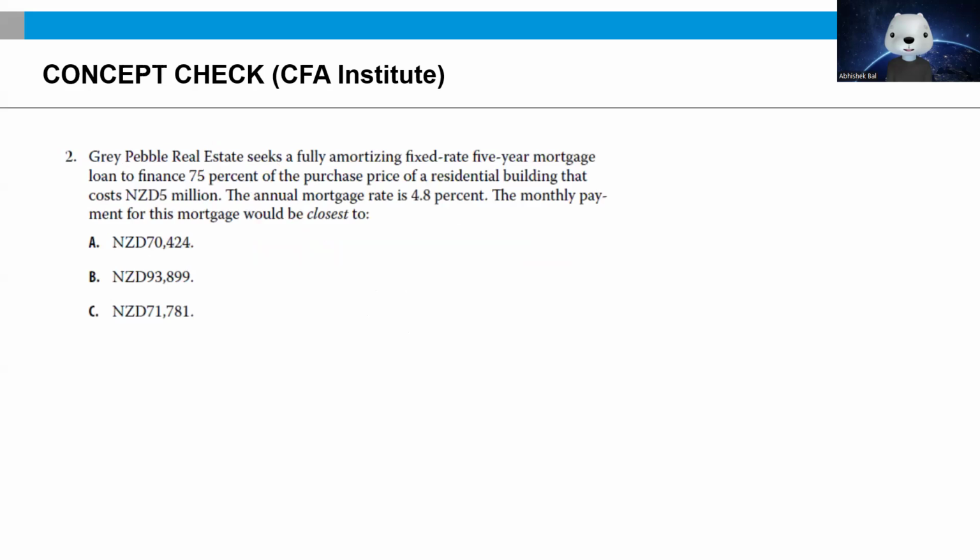So the next question reads: Grapable Real Estate seeks a fully amortizing fixed rate 5-year mortgage loan to finance 75% of the purchase price of the residential building that costs around 5 million. Annual mortgage rate is 4.8%. Monthly payment is required. I think that again, this is very easy. So we have N equal to 60 months, since it is a 5-year mortgage with monthly payment.